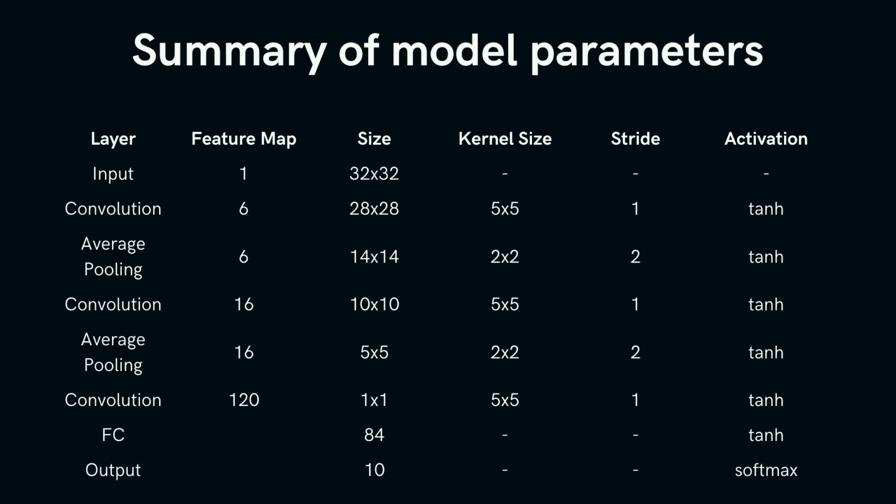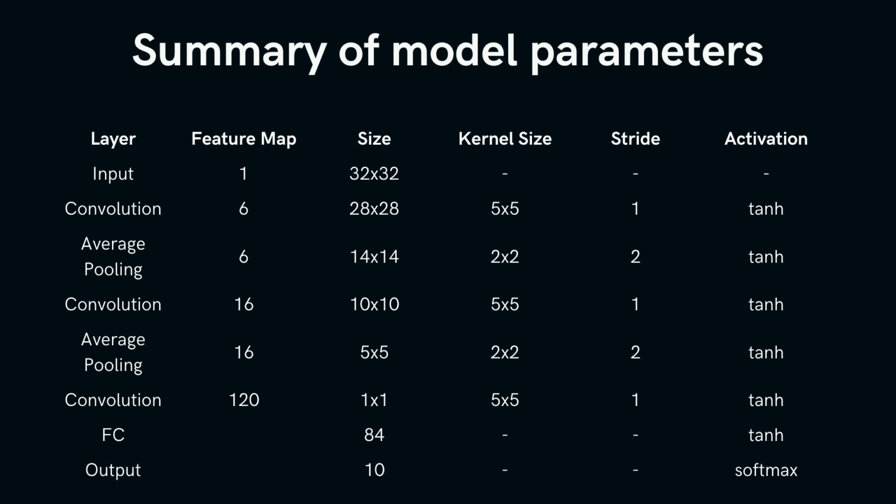After convolution, we move to the first average pooling layer. It reduces the size of each feature map from 28×28 to 14×14. The kernel size here is 2×2 with a stride of 2, and again we use tanh as the activation function.